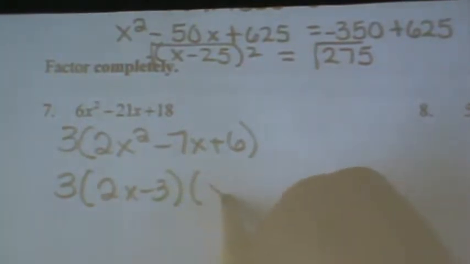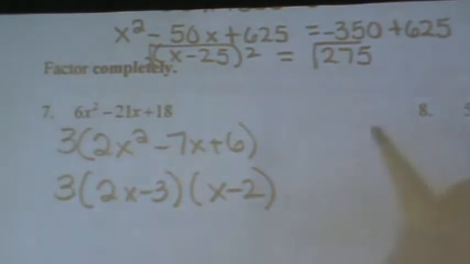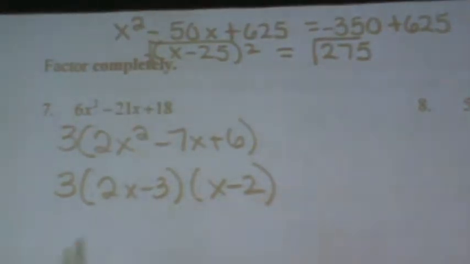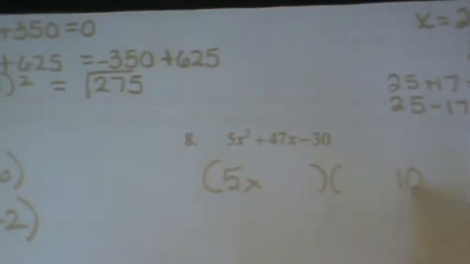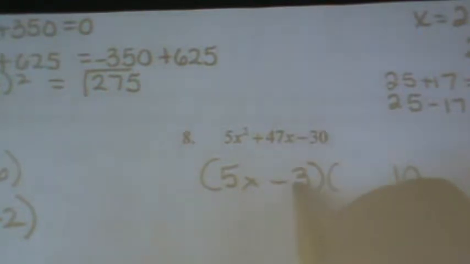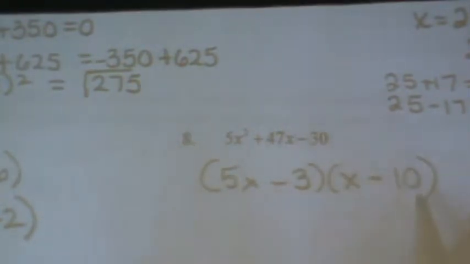If you're lost on factoring, maybe go to Khan Academy and pull up some factoring videos. This one, I would guess and check. I would put a 10 here, because 10 times 5 is 50, and then you do your minus 3. That's how I would do that one.